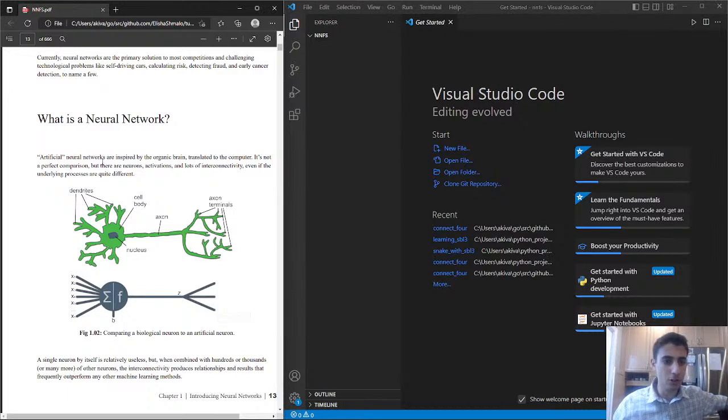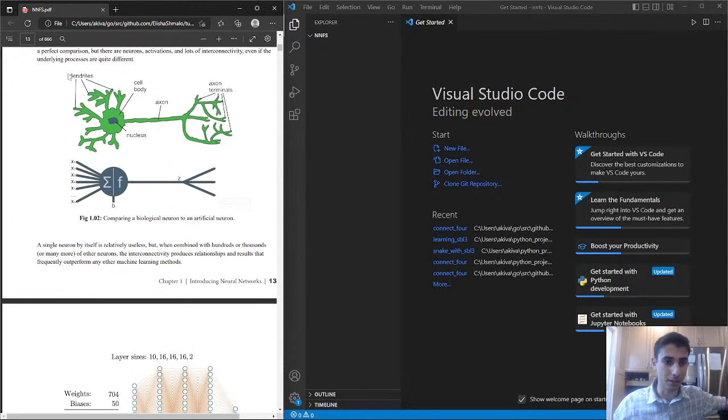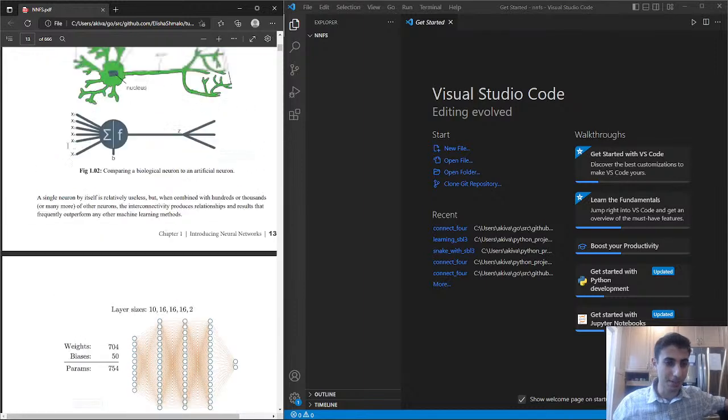Artificial neural networks are inspired by the organic brain, translated to the computer. It's not a perfect comparison, obviously, but there are neurons, activations, and a lot of interconnectivity, even if underlying processes are quite different. And they're incredibly different, like a ton. In fact, this model is deceptive on how similar a node in a neural network is to a neuron. They're not at all similar. At least this is deceptively similar. They are similar, but not this much. This makes it look like this thing is exactly like this thing. No, none of that's true. But anyway, moving on. It's just a cool thing.